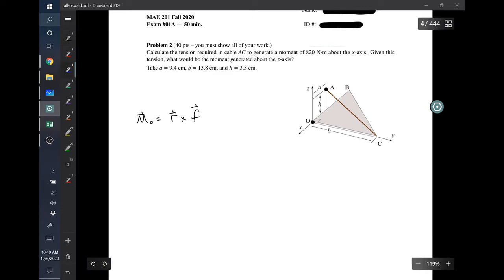To do the moment arm, we want to pick the most efficient moment arm that we can pick. We can either define the moment arm from the origin. It has to be defined from the origin because we're computing the moment about the origin.